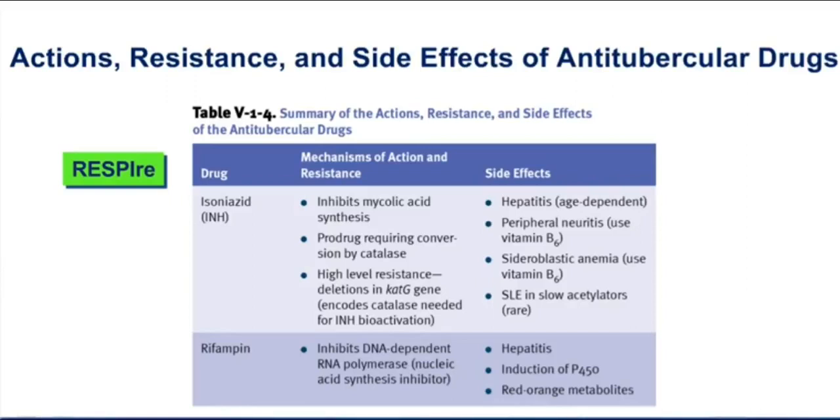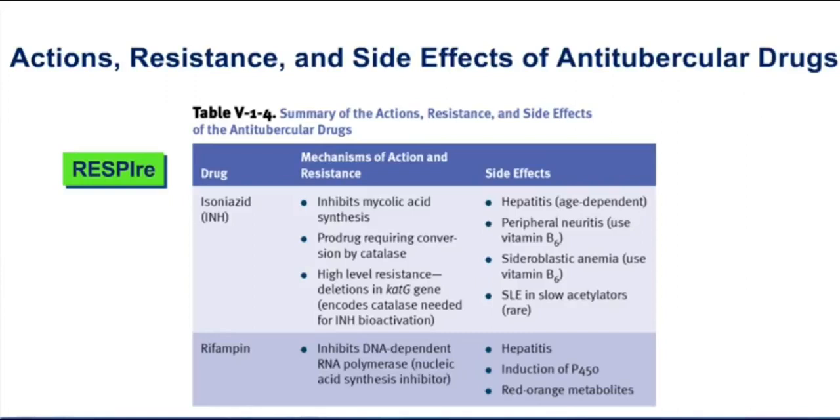The drug is a prodrug. You have to convert isoniazid to its active form by an enzyme called catalase. When the bacteria do this, this drug is effective at killing TB. On the other hand, how do you get resistance to isoniazid? What if the organism deletes the gene that encodes for catalase? Now you've got a prodrug that is never going to be converted to its active form, and that's how you get resistance. Side effects include age-dependent hepatitis.